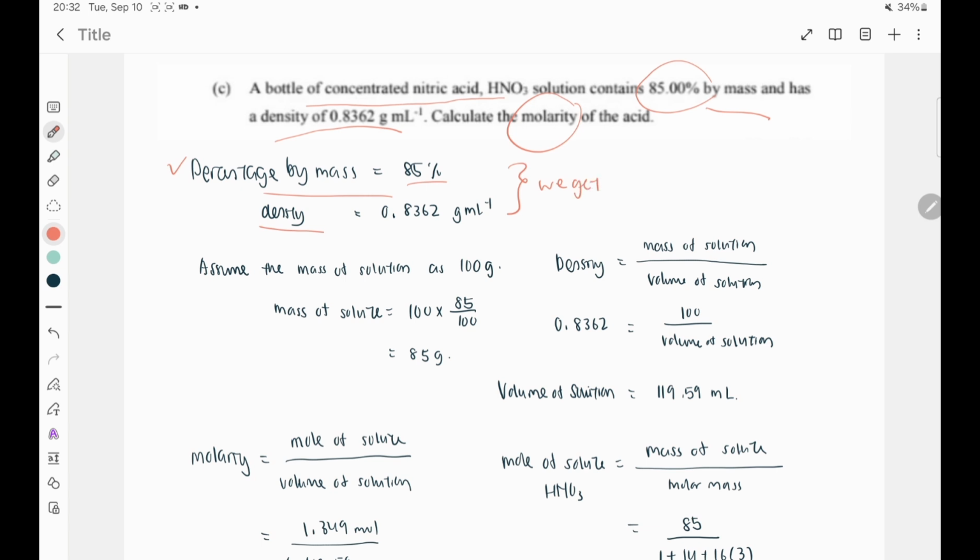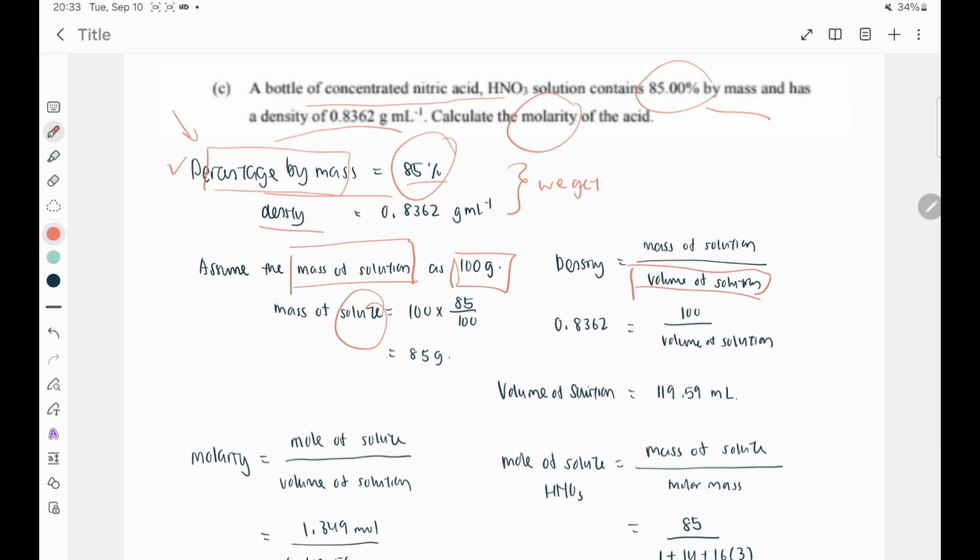Because the information that we get is percentage by mass, we need to assume the mass of solution to proceed with our calculation afterwards. Actually we can also assume the volume of solution, but why don't we use it? Because we are given the percentage by mass, so assuming the mass of solution will be easier. So you should assume the mass of solution to be 100 grams, and then you will get your mass of solute because we have a percentage by mass.